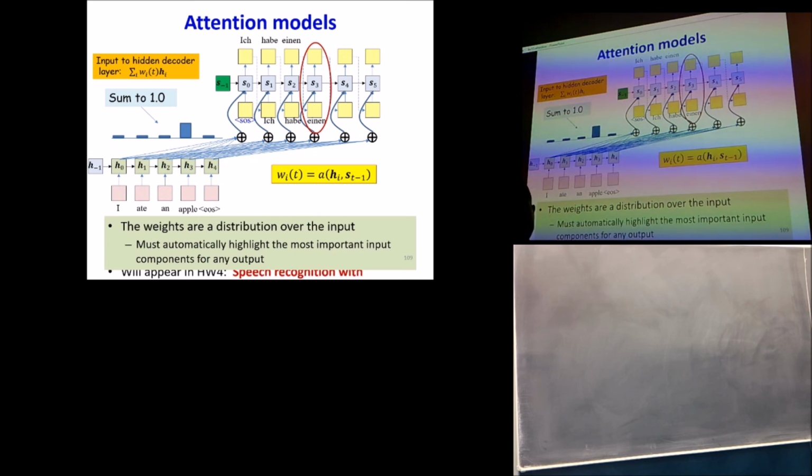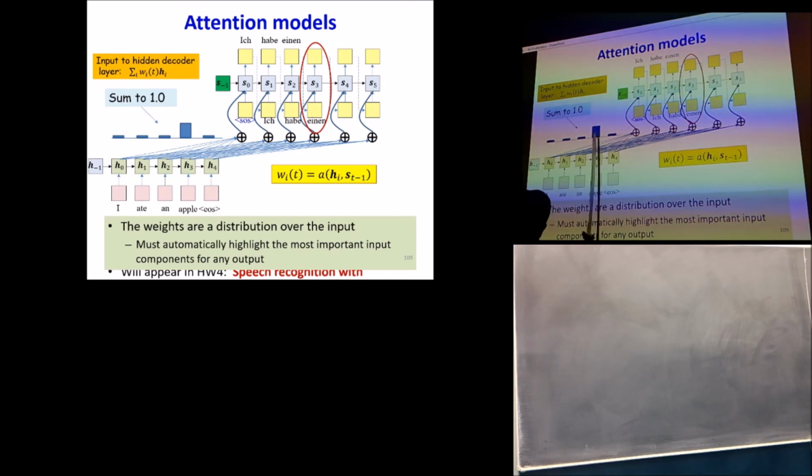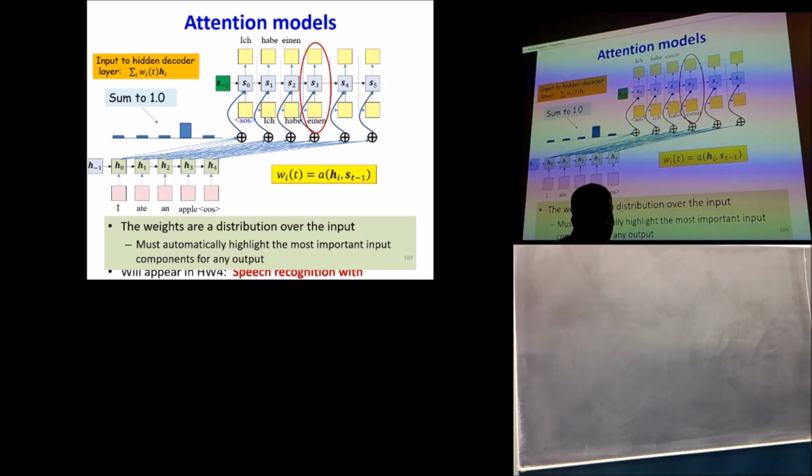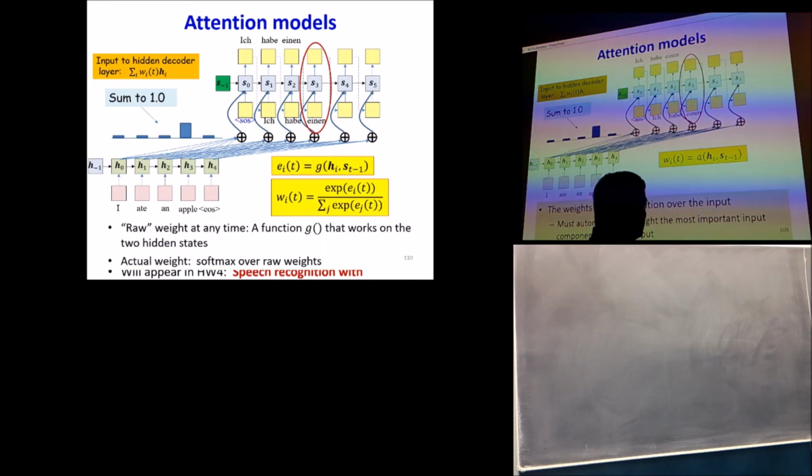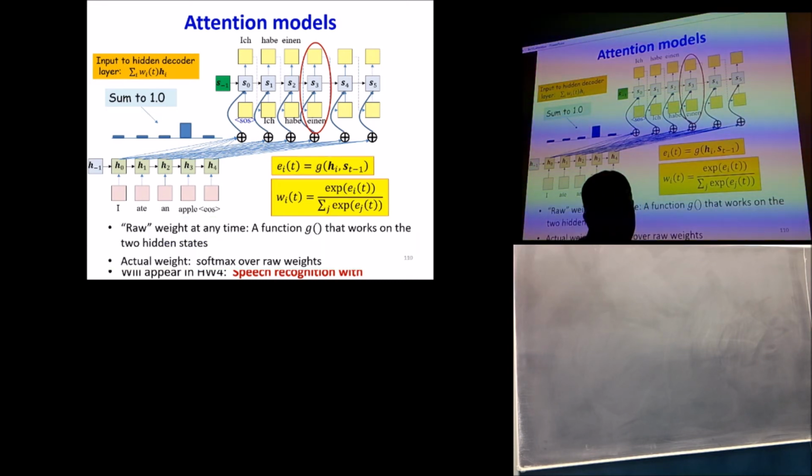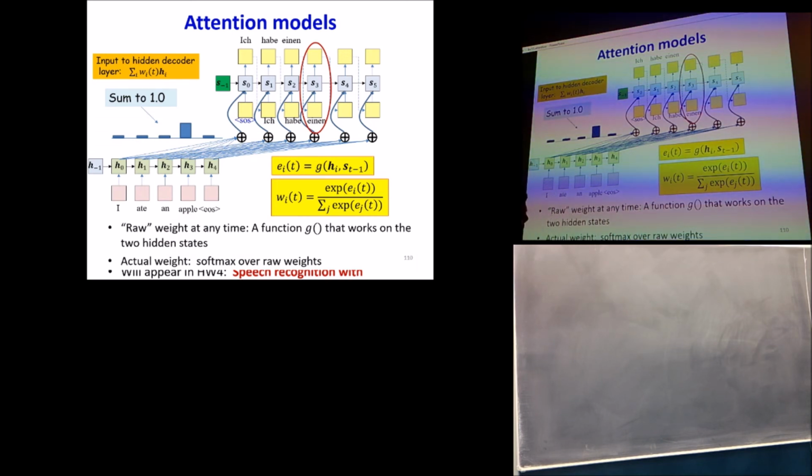So you impose a second constraint. You want all of these weights to sum to 1. The weights basically must end up being a distribution over the input, which automatically highlights which are the most important components for producing any particular output. So to do that, we will actually modify the manner in which the weights are computed into a two-step process.